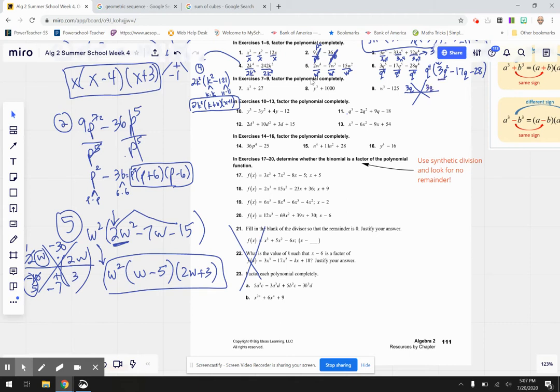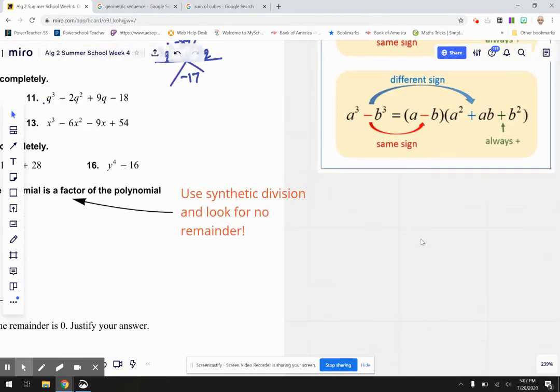Multiply 3 times 28, negative 28. That's going to be negative 84. Add to get negative 17. So what multiplies to give us 84, but combines to give us negative 17? That's a good question. So we try some of them.